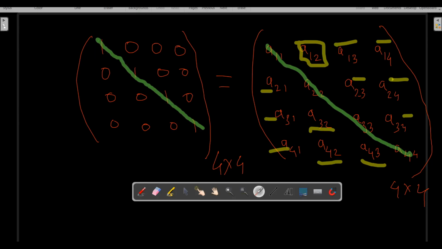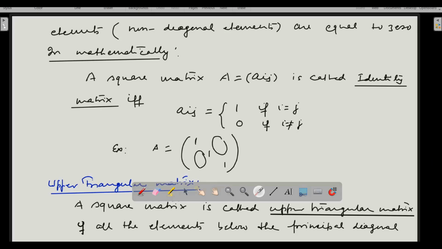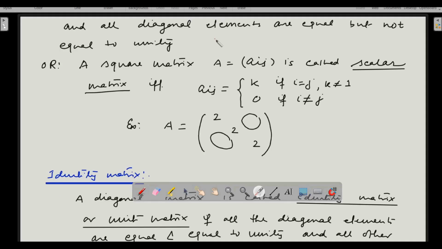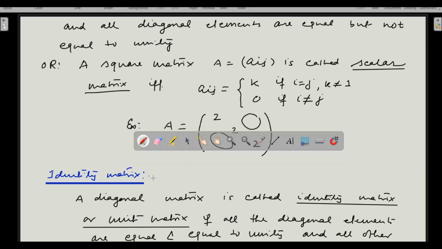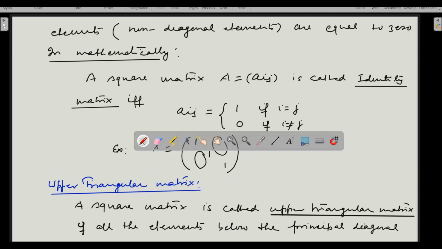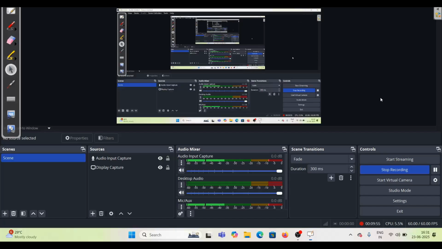Okay, so this is the meaning of identity matrix, or you can also call it unit matrix. So this is all about identity matrix. I have told you by giving the 3 cross 3 matrix example also and 4 cross 4 matrix example also. Thank you very much.